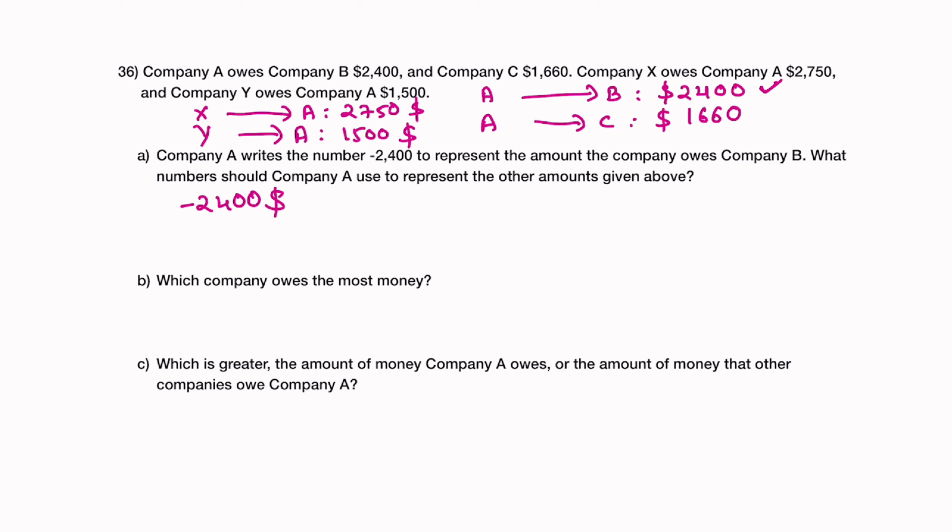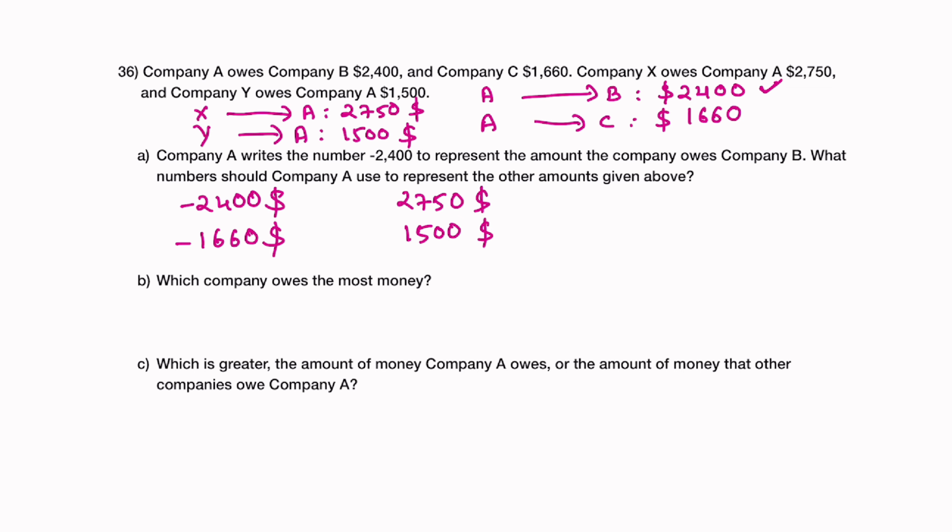Now A also owes to C. It is owing, it has to pay. So that's minus $1,660 again. Now from company X and Y, A is going to receive, right? It's going to get, it's going to gain. With these words, it is positive sign. So we say 2750 and 1500, right? We don't need to put any sign because it implies it's positive.